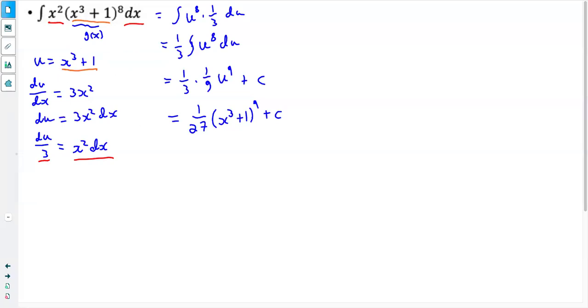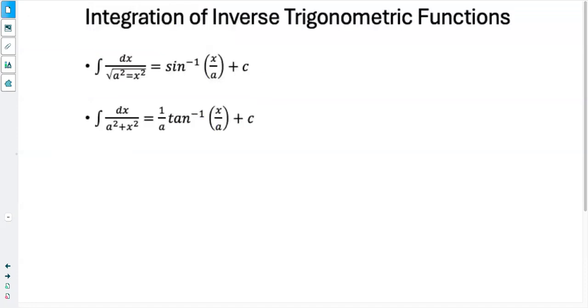Okay, so we'll look at some more integrals from the table of integration. Now, I just realized I have a typo in this first one. This isn't a squared equals x squared, that's a squared minus x squared. So we have the integral of dx over the square root of a squared minus x squared equals sine inverse of x over a plus c, and the integral of dx over a squared plus x squared equals 1 over a times arctan of x over a plus c.